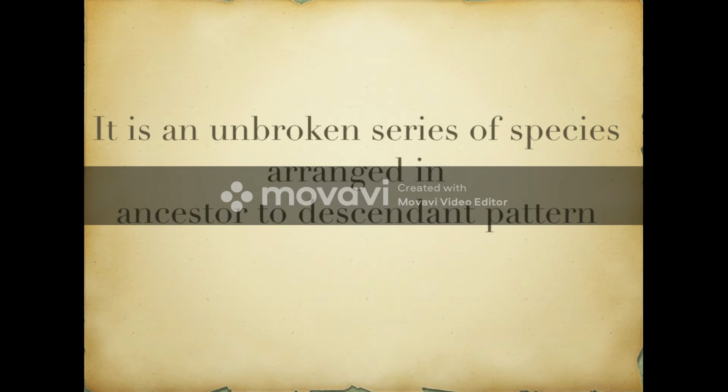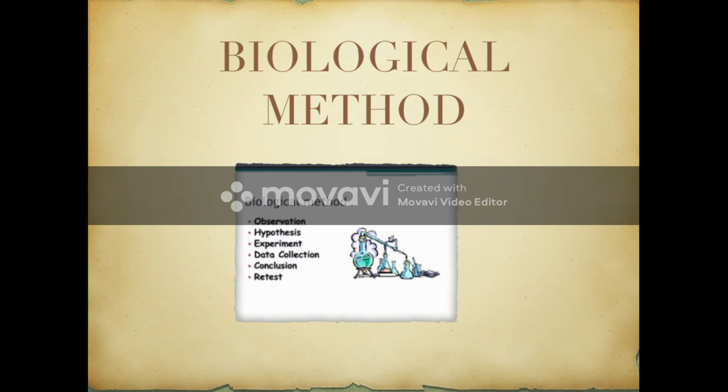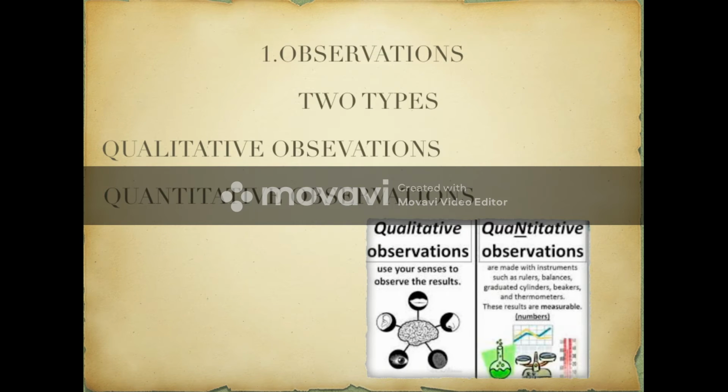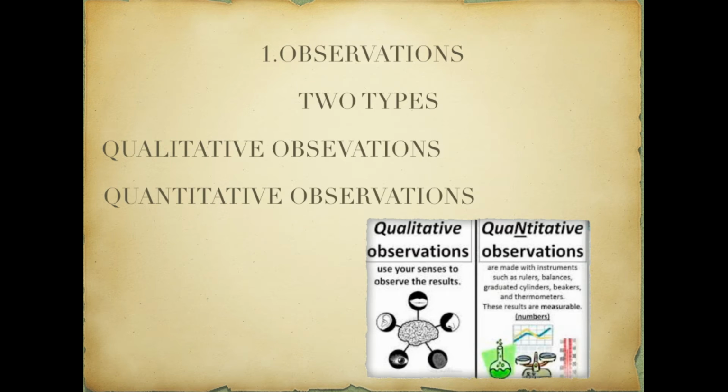Now, next topic is biological method. This is a very important topic. What is biological method? We know that science is a systemized knowledge, and to form laws and theories, we have to go through the biological method. First of all, we do the observations with the help of our five senses. Then, observations are of two types. We have quantitative observations and we have qualitative observations. And quantitative observations have an accuracy over the qualitative observations.